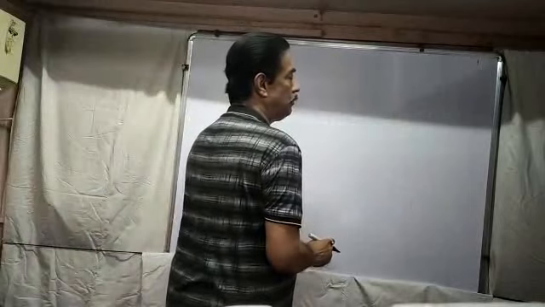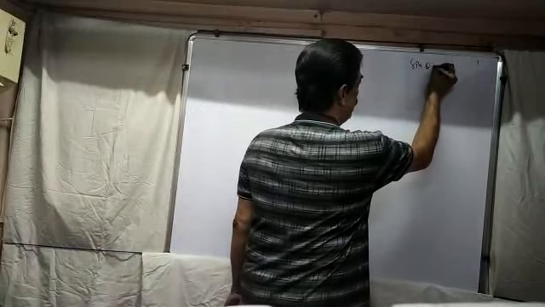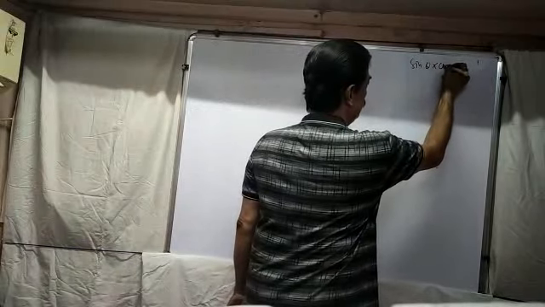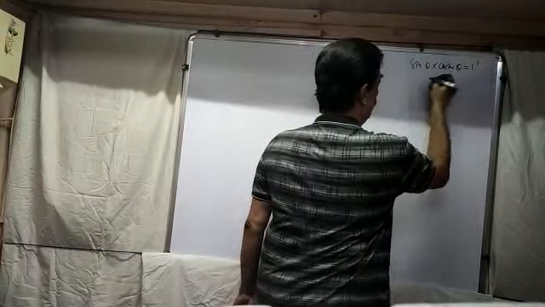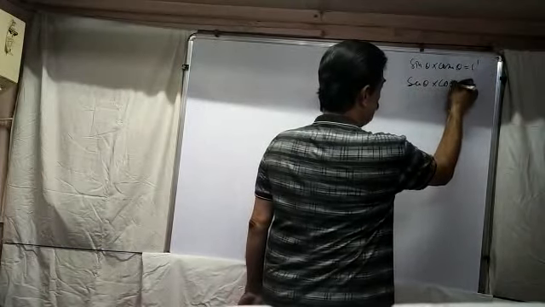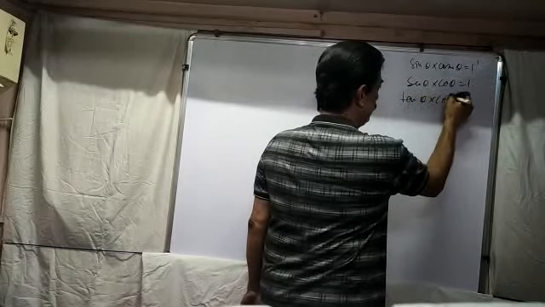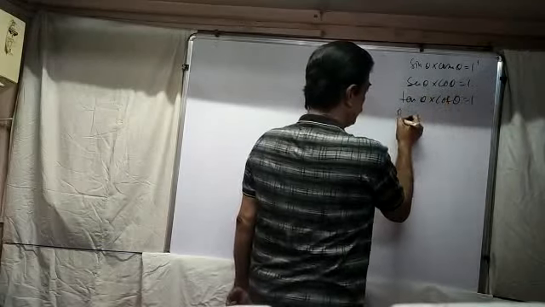Remember first, again I am telling, remember your formulas, which are known as the elimination formulas. Sin theta into cosec theta equal to 1. Sec theta into cos theta equal to 1. Tan theta into cot theta equal to 1.